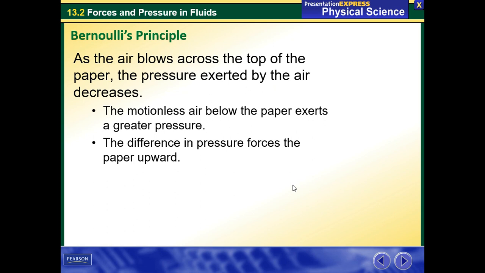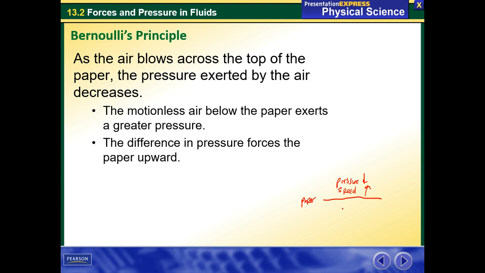Well, as you blow air across the top of the paper, the pressure exerted by the air is going to decrease. So here, let's say I have paper. Here on the top, it says that my pressure decreases. Now, the reason my pressure decreased is because when I blew the air, it caused the air to increase in speed.